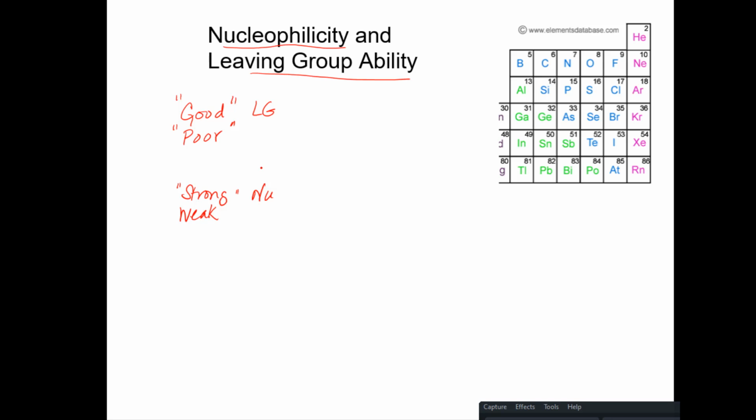And the easiest thing to start with is leaving groupability is based on one thing. Leaving groupability is based on one thing, it's basicity. And it is basicity inversely. So what does that mean? That means that a strong base is a poor leaving group. And a weak base is a good leaving group.